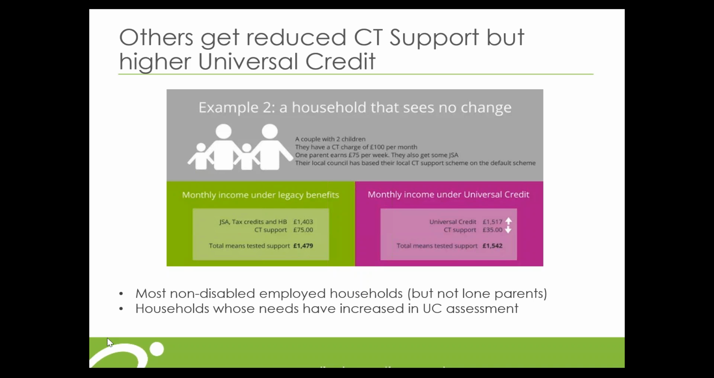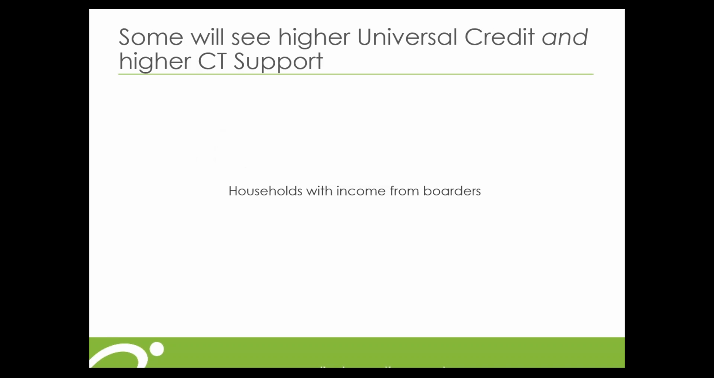Yes, thanks, Janet. And then there's the final group. Of course, we've got some who've got higher universal credit and higher CT support. And I really have been struggling to find any here. Households with income from boarders is one group. And I know there's another group around people who get maintenance from former partners to support the adult rather than the children, because of the different treatment in tax credits and in universal credit. But this is a very small group.